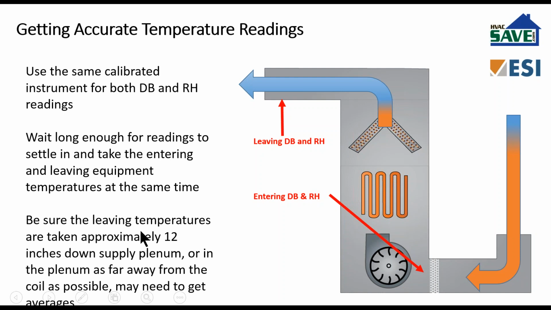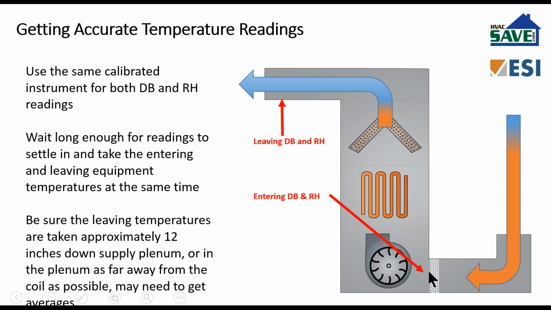Be sure you are taking the leaving temperatures, the supply temperatures, approximately 12 inches down the supply plenum, not above the coil, 12 inches down, or in the plenum as far away from the coil as possible. And you may need to get averages. So let's elaborate on this here. You're in the temperature world now, so you've already set your airflow and it's undeniable. When you did that, you took static pressure readings. 4 spots, here, here, here, and here. Okay?